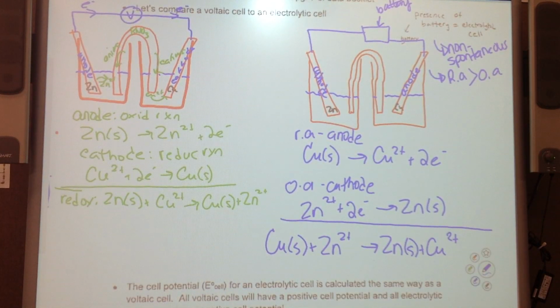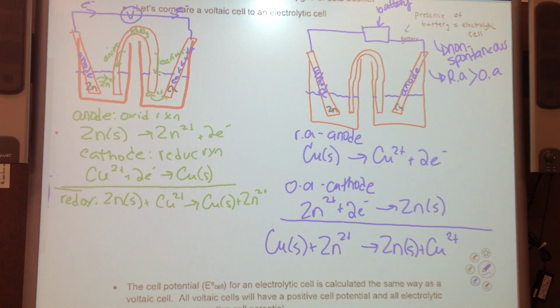Okay? So we've kept everything the same with the exception that the anode and cathode titles switch, because we need the reducing agent to be larger than the oxidizing agent. Exactly, the reducing agent is always at the anode. Yes.